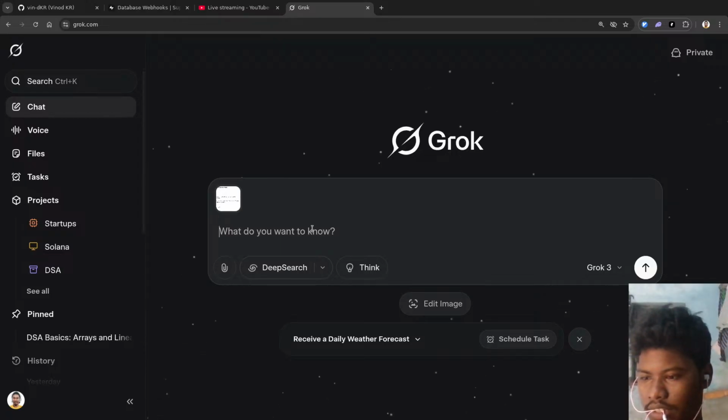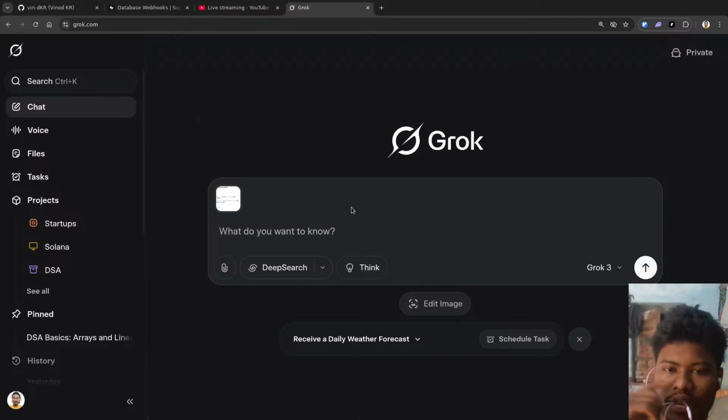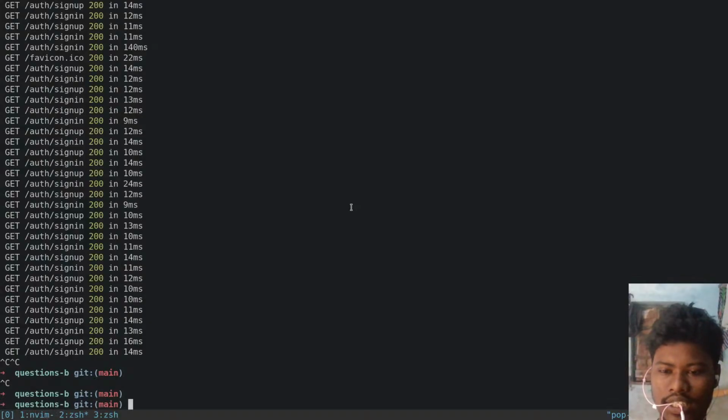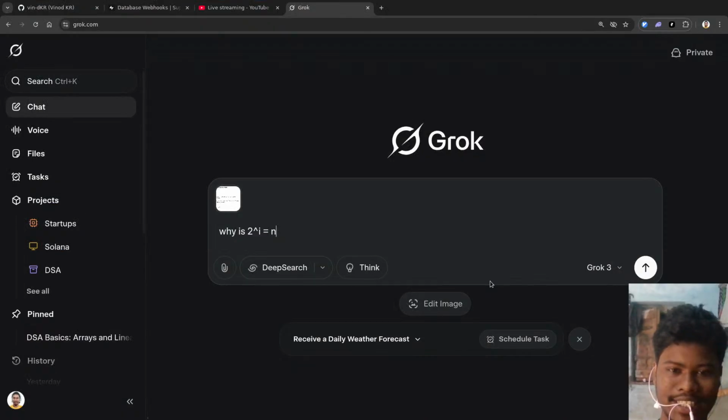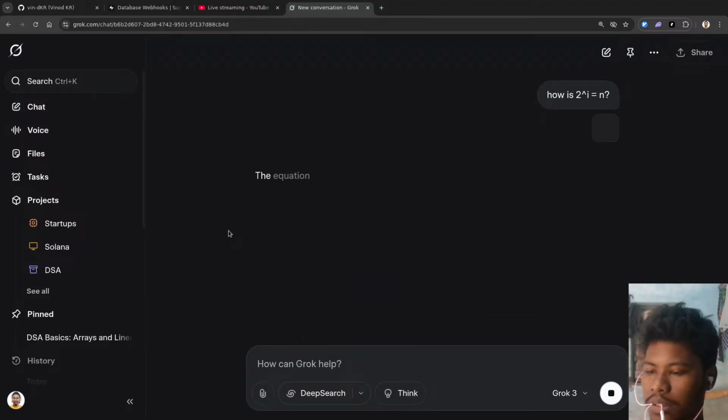Wait a second, let me check it out with this. Why is it 2 to the power, 2 to the, what's the caret? 2 to the power i is equals to n. Is it or not? 2 to the power i is n. Why not? How? How 2 to the power i is n?